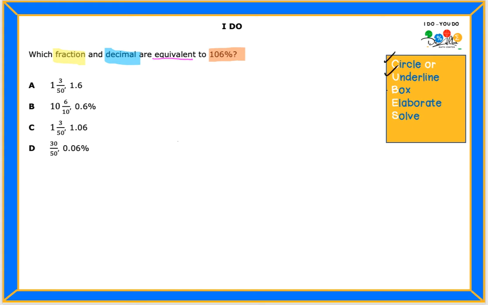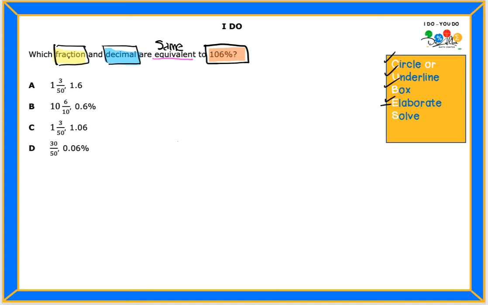We have to box the question, and the question starts from the first sentence. It's the only sentence we have. Fraction, decimal, equivalent, and equivalent also means the same, and to 106%. We did box. The next section is elaborate.